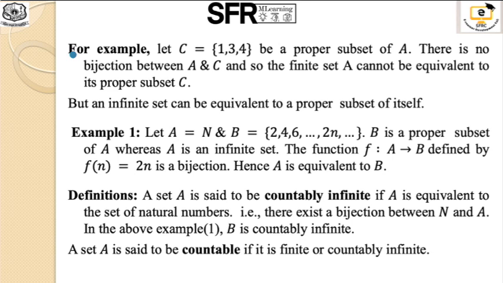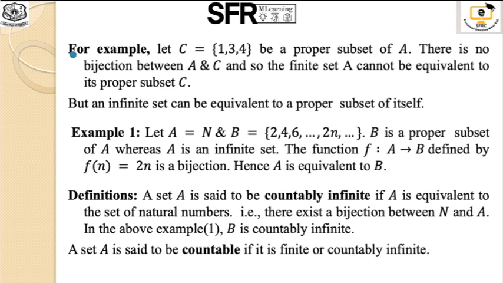So, every element of A has a distinct image in the codomain. Therefore, the map f is 1-1. For every element y in the codomain B, there exists an element x belonging to the set N satisfying the condition f(x) = y. Therefore, the map f is a bijection. So, the infinite set is equivalent to its proper subset B. Hence, A and B are equivalent sets.